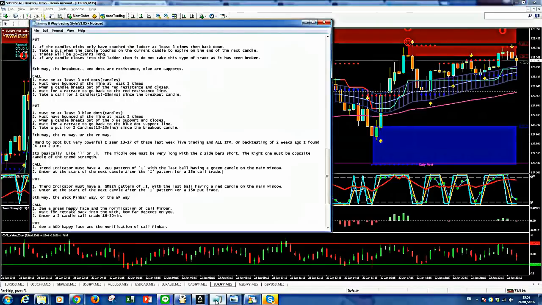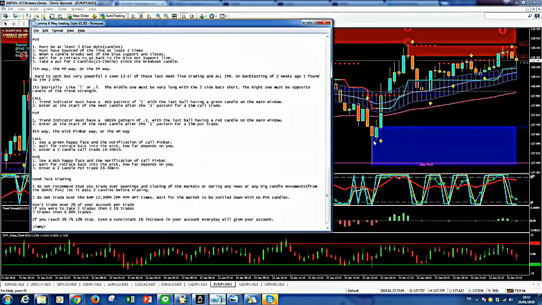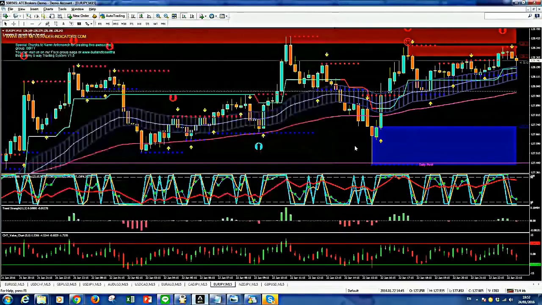Right, last way. Sure you've noticed there's little happy faces. These pin bars. So these happy faces are recognized in pin bars in the market. So you don't take any of these happy face trades unless you're in the supply or demand zone.